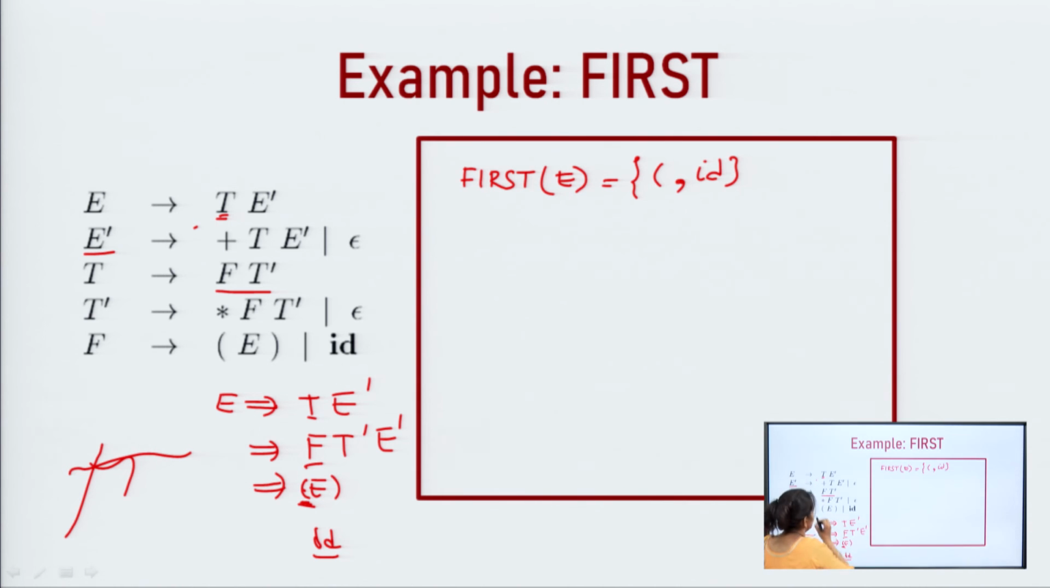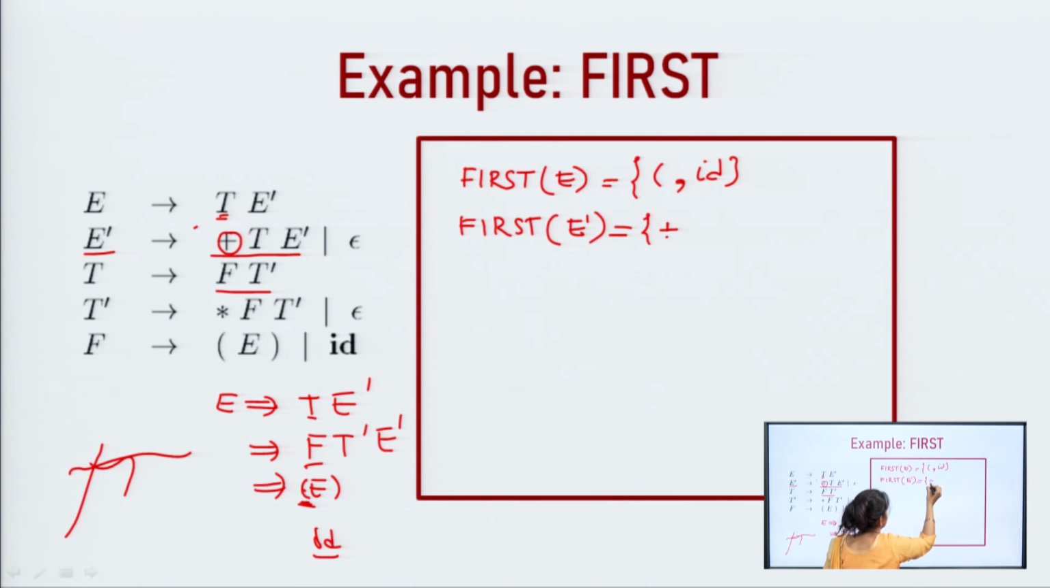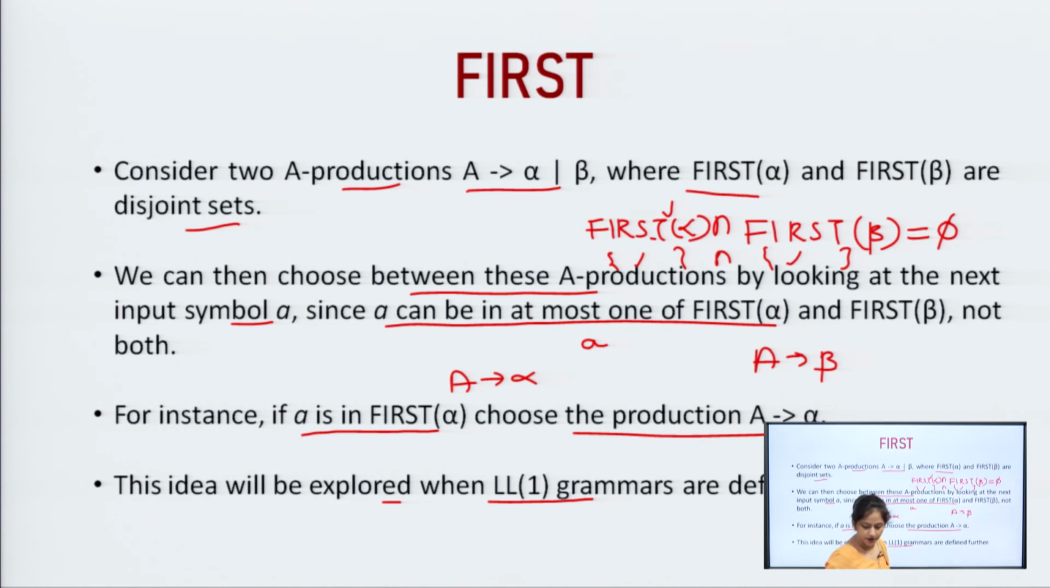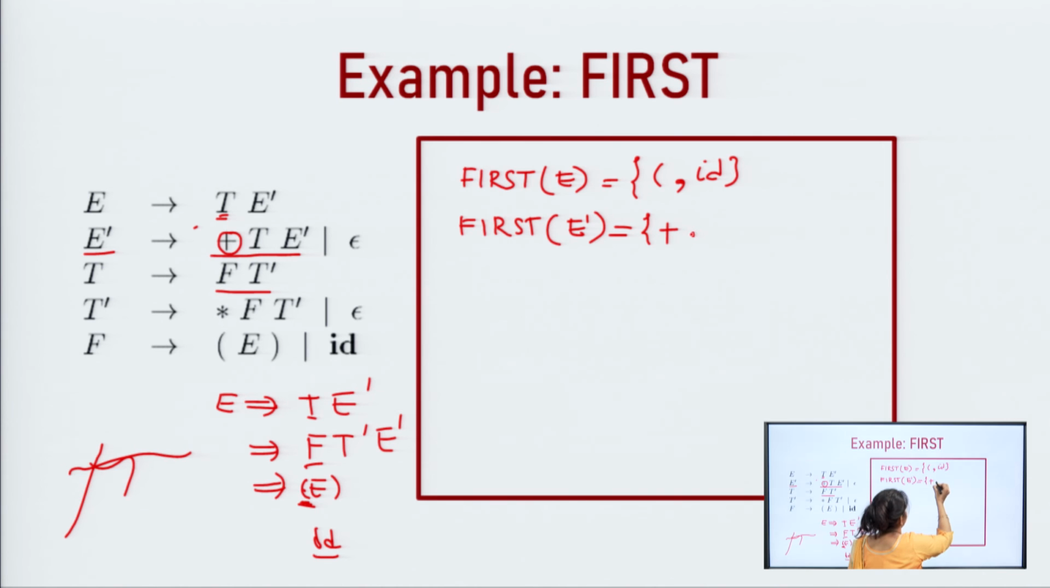Now we will obtain first of E prime. Again we will look at the alternates one by one. The first production is plus T E prime, and we will obtain first of this. Here we have a terminal symbol, so directly we can write plus. Now next is E prime to null. This is according to the third rule: if the production is E prime to null, then null will be added to first of X. So here we can write epsilon. So this is first of E prime.